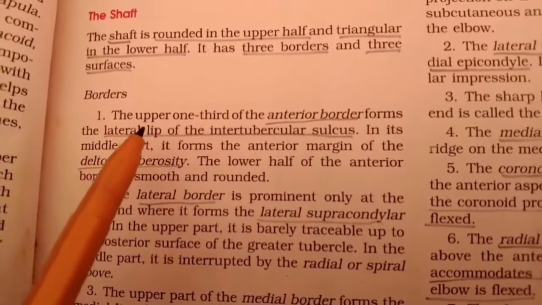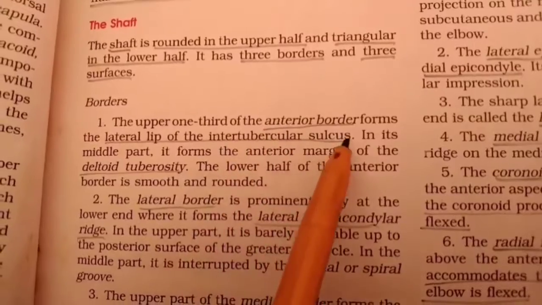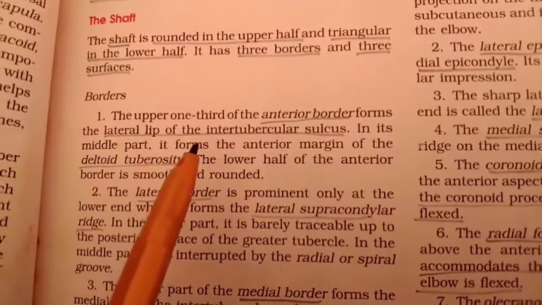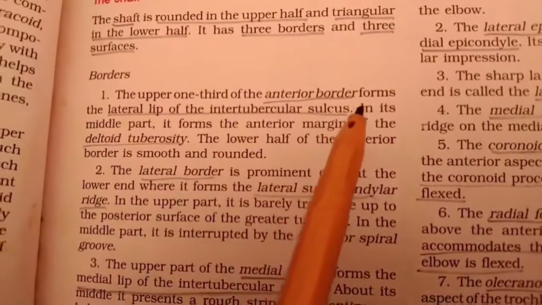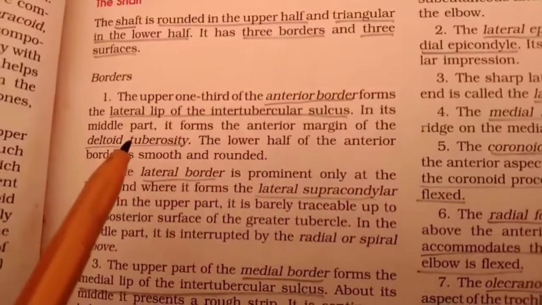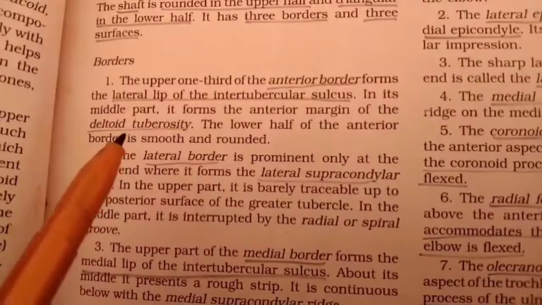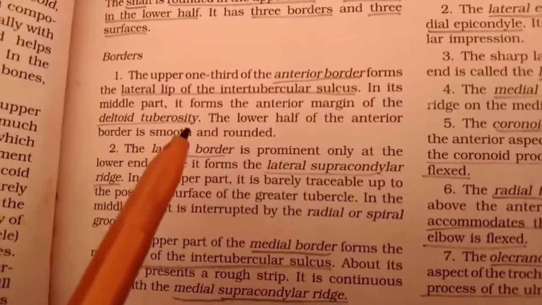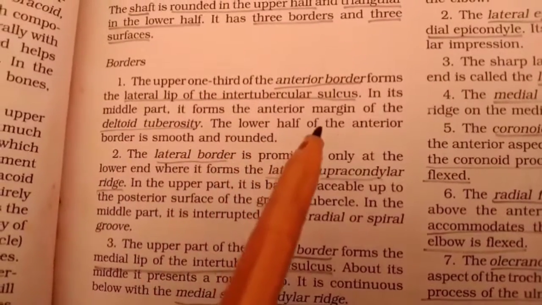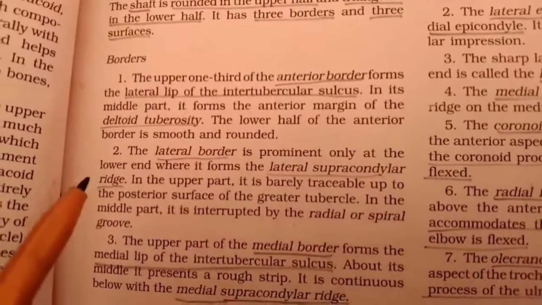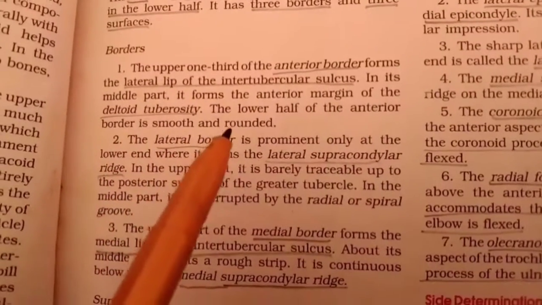Borders. Number 1, the anterior border: the upper one third forms the lateral lip of the intertubercular sulcus, and in the middle part it forms the anterior margin of the deltoid tuberosity. The lower half of the anterior border is smooth and rounded.